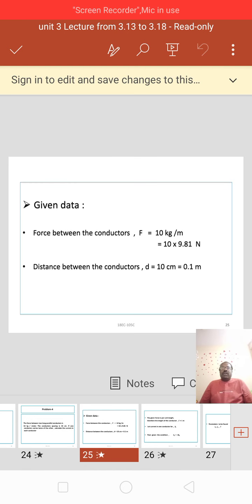Now given data, force between the conductors F equal to 10 kg per meter, that is 10 into 9.81 newtons.